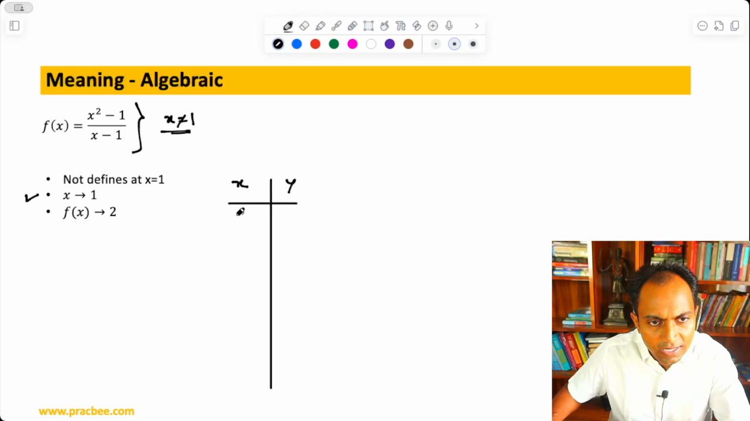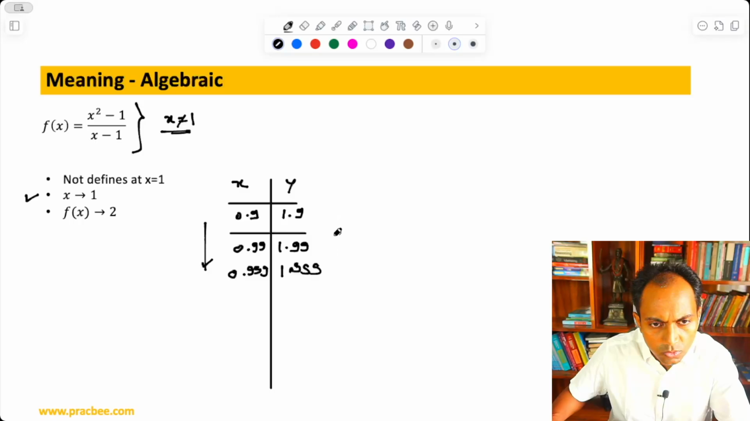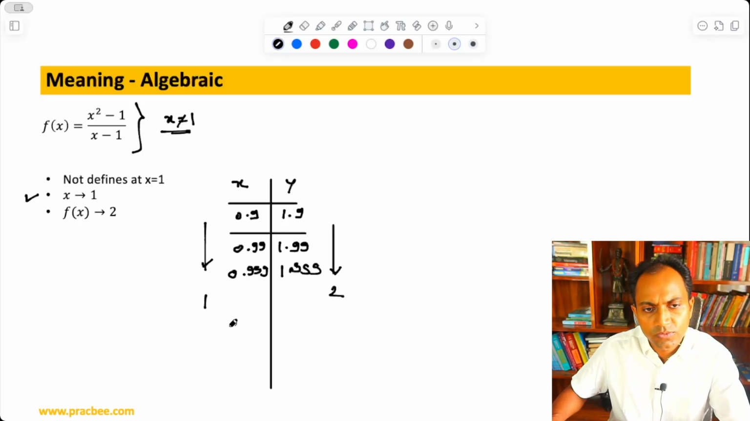Let us say I start with something smaller than 1, like 0.9. You can see that the value of y corresponding to that becomes 1.9. If I move closer to 1, 0.99, this value becomes 1.99. If I go closer, 0.999, this becomes 1.999. You can see that as I am moving closer to 1, this value of y is moving closer to 2. So this is moving towards 2 when x is moving towards 1.